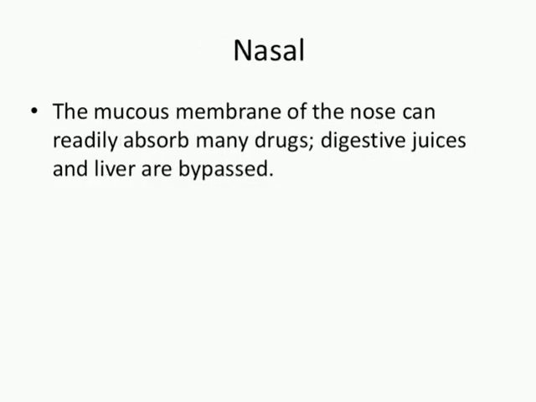Now the next is your nasal route. The mucous membrane which is present in your nose can readily absorb many drugs. In this route of drug administration, the liver is bypassed. However, only certain drugs can be applied as a spray or as a nebulized solution. Now this route is being tried for some other peptide drugs also, like insulin, as well as to bypass the blood-brain barrier.